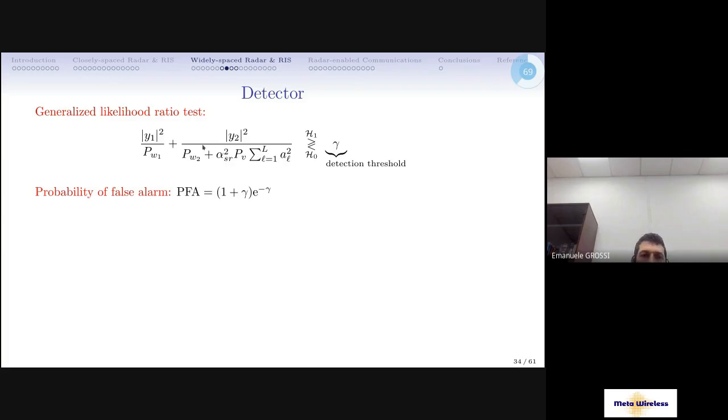In this case, the probability of false alarm admits a very simple and very well-known expression, since the statistics under the H0 hypothesis, that is only noise, has a chi-square distribution, and the expression is this one here.